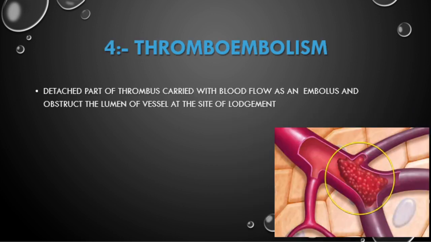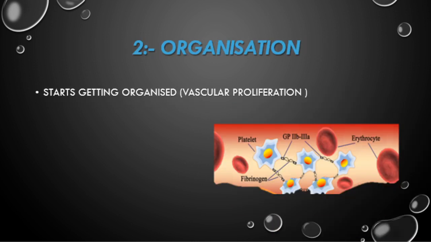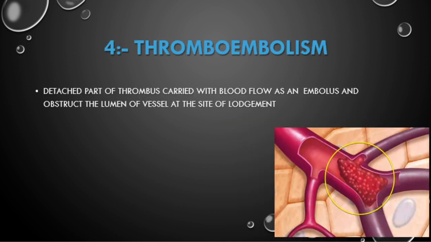The fourth fate of thrombosis is thromboembolism. We have seen this term before as well in the bad effects of thrombi formation, that is, first was infarction and second was thromboembolism. So what is thromboembolism? It is the part of thrombi which is detached and released in the bloodstream from its original site as an embolus, and which will produce ill effects at the site of its lodgement. So this was all about the fate of thrombosis. First was resolution, then organization, propagation, and last was thromboembolism.